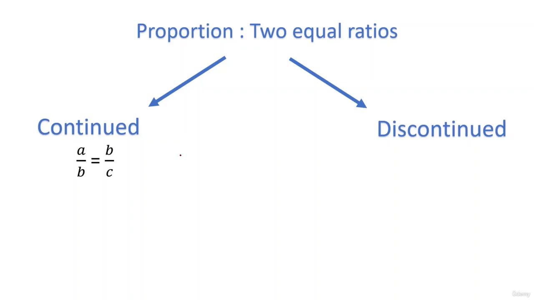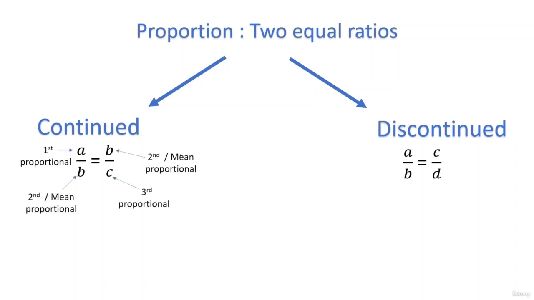On the same grounds, in discontinued proportion the sequence will be discontinued. Why? We have all four different or distinct terms. So if you observe carefully, in the continued proportion I have only three terms mainly: the first proportional, the second proportional, and the third proportional, since I have only three different terms.